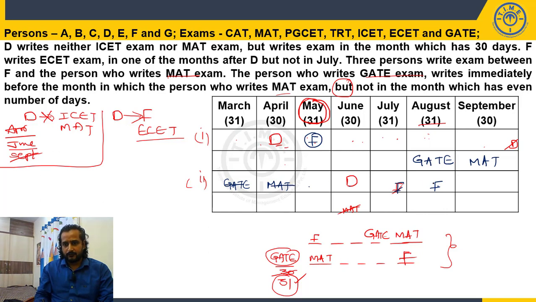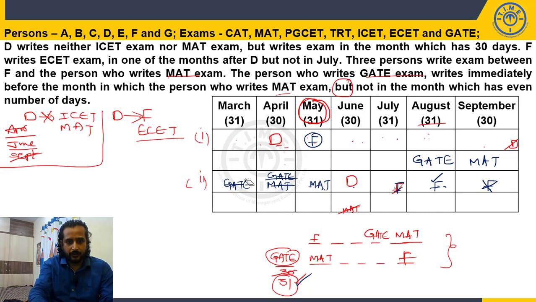Okay. F is possible here. Let's take the F here. F, 1, 2, 3. It is MAT. Immediately before MAT, GATE. Is it possible? No. Here the GATE, the one who writes the GATE exam, is writing in the month which has 30 days, but it should be in 31 days. So it is not possible. So F cannot be here. So how many possibilities here? Only one possibility. Here F is in the month of August. Okay. So how many possibilities do we have? Only one possibility in case 2.